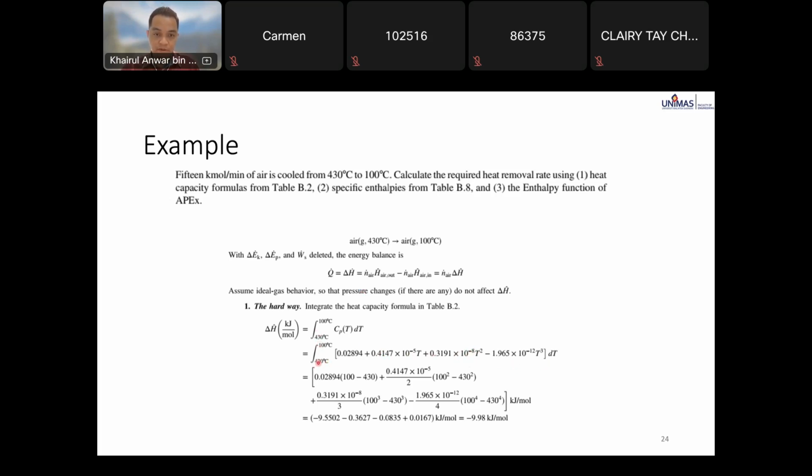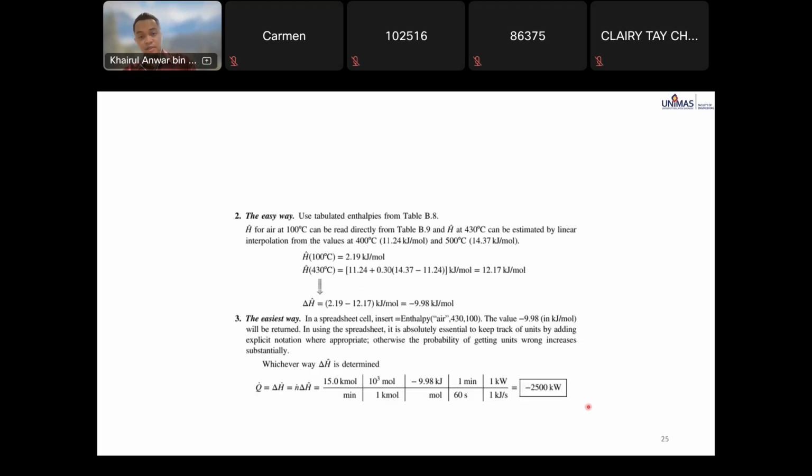Integration limit from 430 to 100. Do the integration. Substitute this value. Then you get negative 9.98 kilojoule per mole. The easy way is table B8.